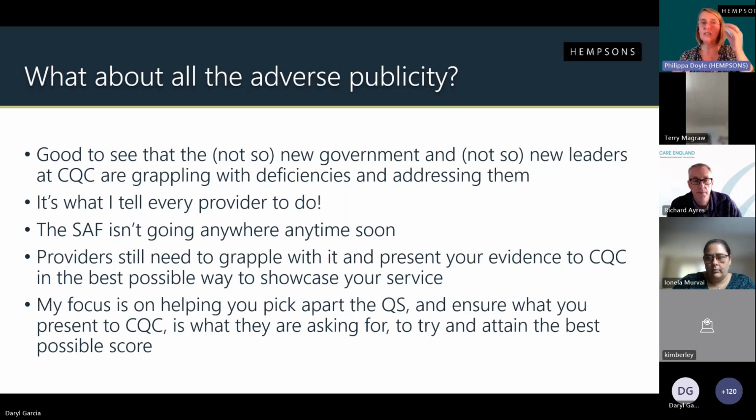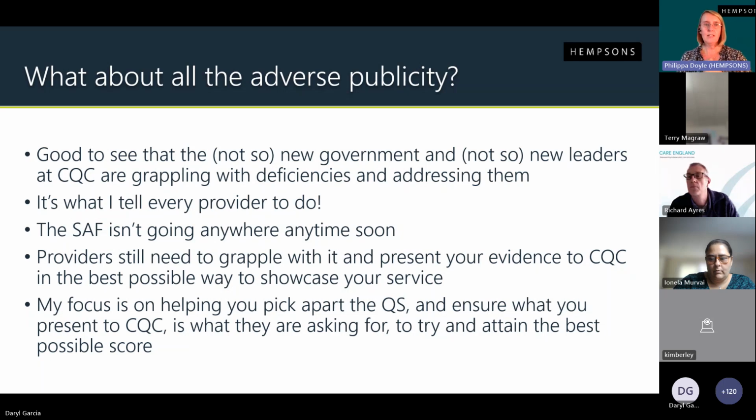Because what I've started saying to services is, this is like being back at school. Remember the teachers told you to read the question and make sure you answer the question, don't just write everything you know about a subject. CQC are exactly the same with these quality statements. Make sure you properly understand what each quality statement is saying, and then think about what evidence you've got to try and get those maximum scores for your service.